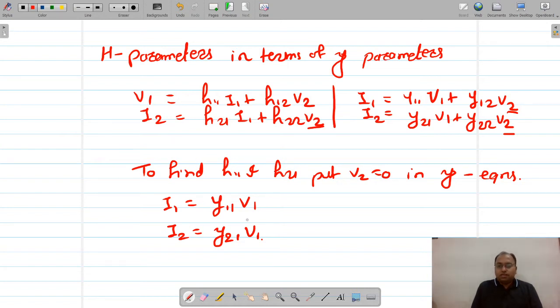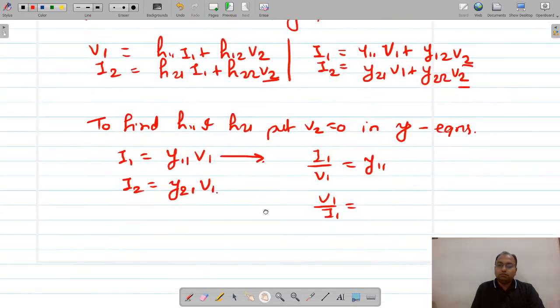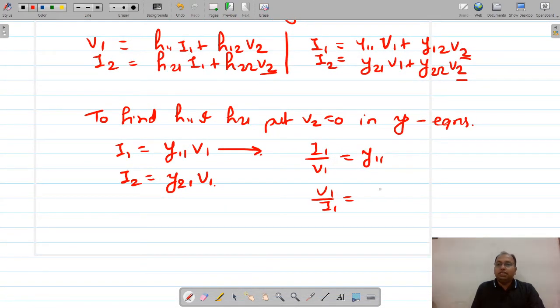Fine. From this equation, can I get the first parameter? That is nothing but v1 divided by i1. h11 is nothing but v1 divided by i1. So let us find it out. i1 divided by v1 is equal to y11. Let's take the inverse of this. Therefore v1 divided by i1 is equal to 1 upon y11, and that is my h11. It is so simple.